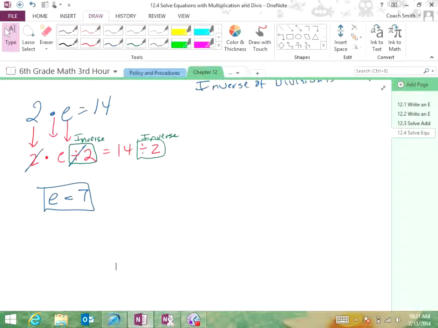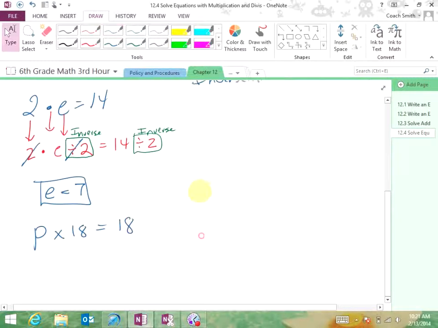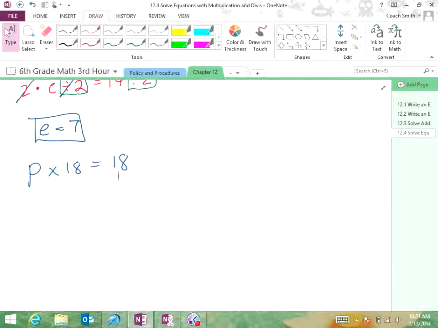All right, now, P times 18 equals 18. Now, in your mind, go ahead, and if you can do it mentally, okay, then do that, but then show the work. So check yourself mentally, because, I mean, it's very simple here. What times 18 equals 18, Jesse? 1. So you know the answer is 1. So now, prove that the answer is 1 by doing your work.